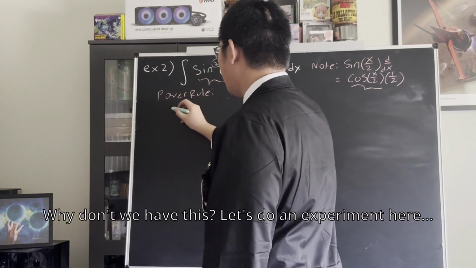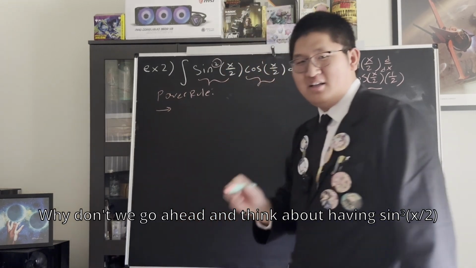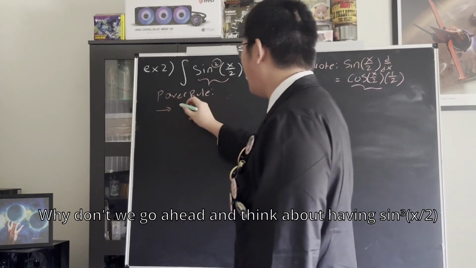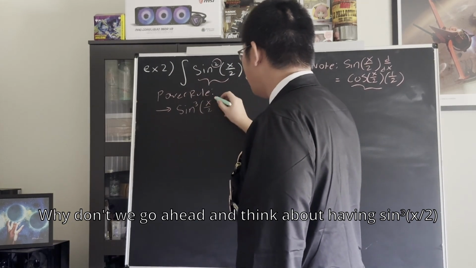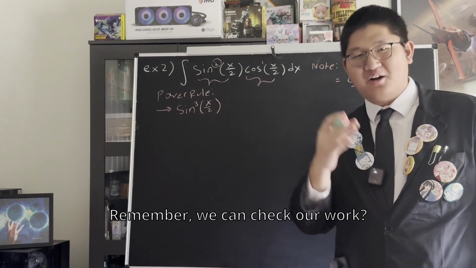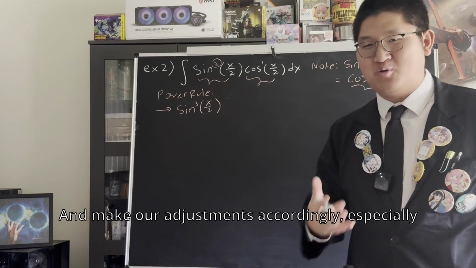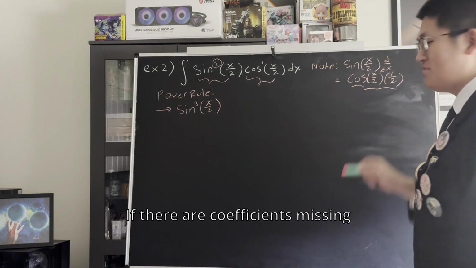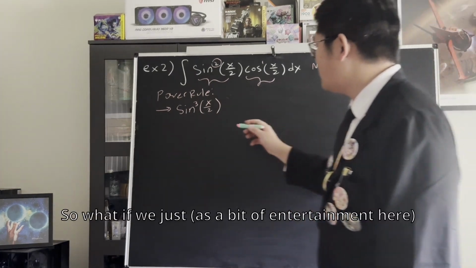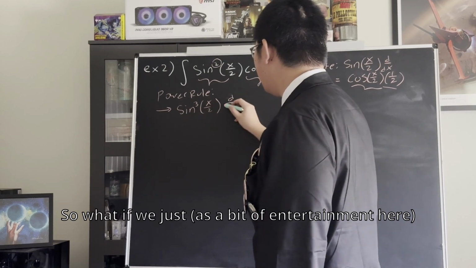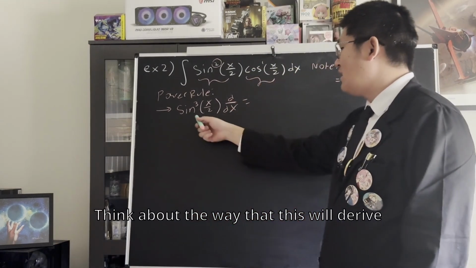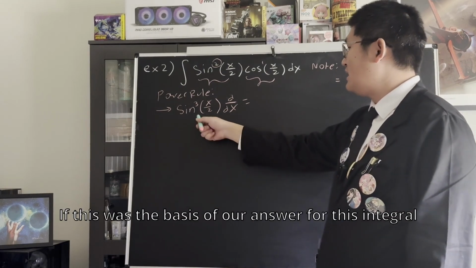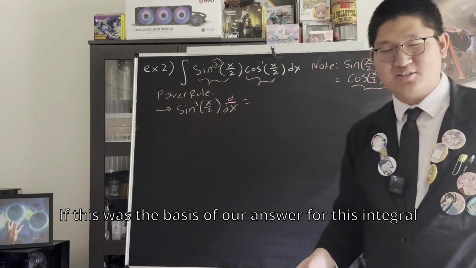Let's do an experiment here. Why don't we go ahead and think about having sine to the third power x over 2. Remember, we can check our work and make our adjustments accordingly, especially if there are coefficients missing. So what if we just, as a bit of entertainment here, think about the way that this will derive if this were the basis of our answer for this integral.